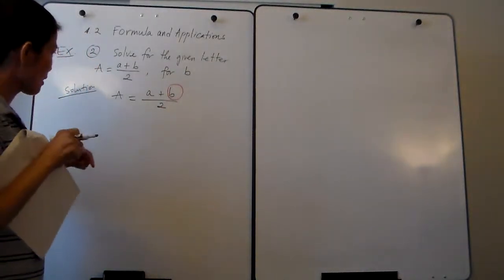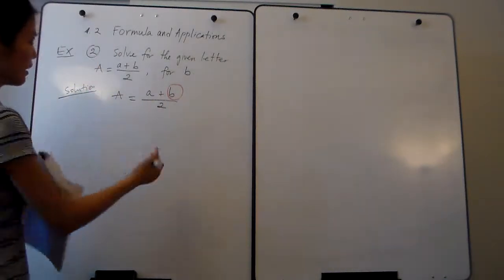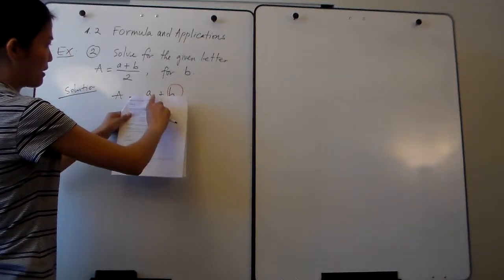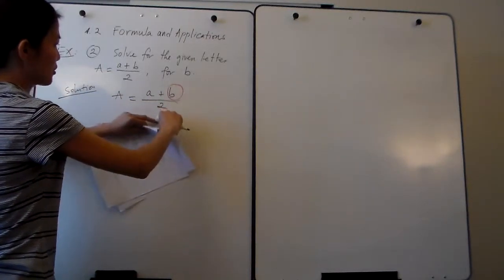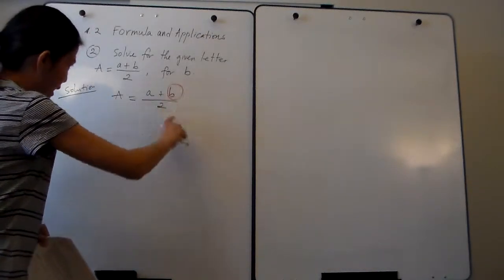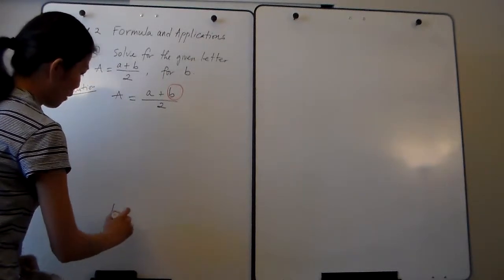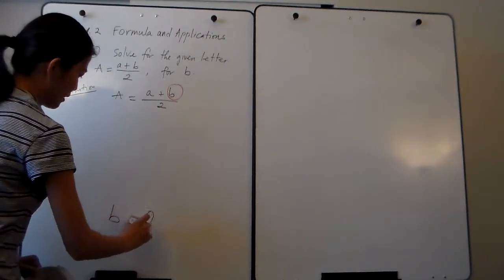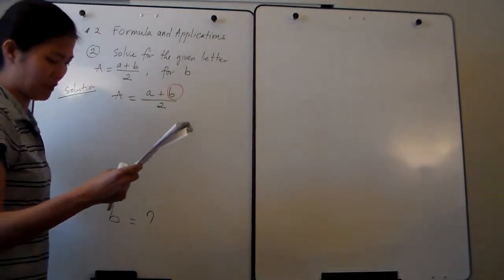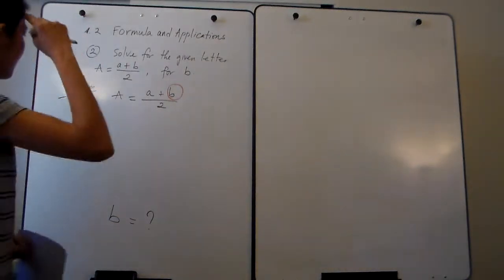Okay, now this is a little bit trickier than the previous one because this time b is with another variable, and divided by 2. So b is stuck inside one fraction, right? This is one fraction. B is stuck inside. We need to get b out of the way, so b equals something. That's what we're looking for. So how do we do that? Make sure I stick with my notes. So let's see. So I have it here.